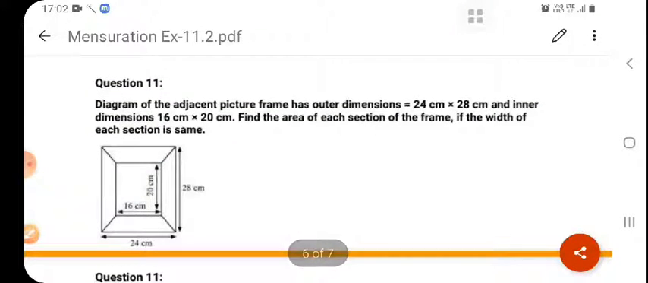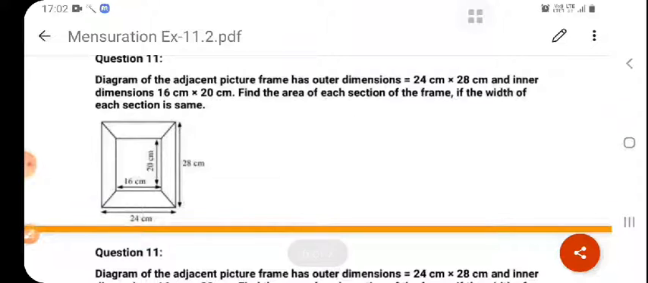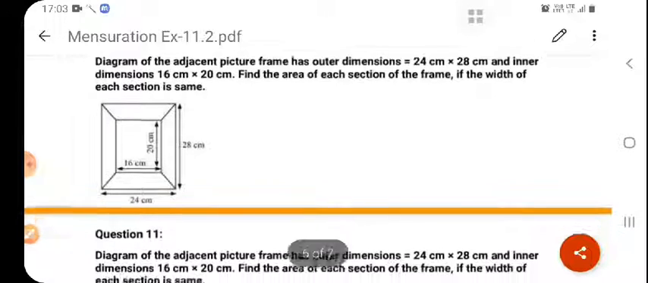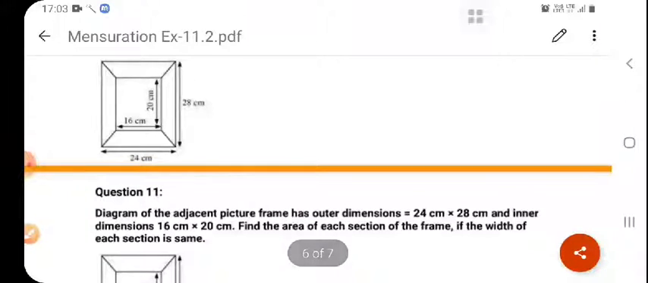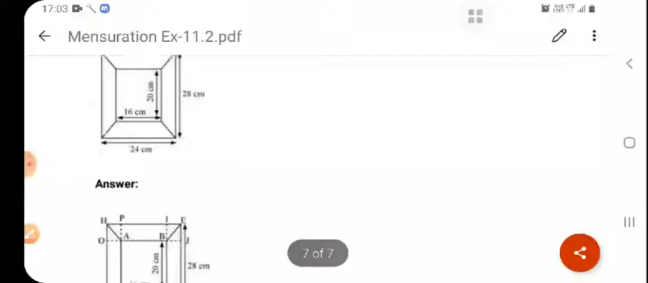Next question is question number 11. The diagram of the adjacent picture frame has outer dimensions 24 cm into 28 cm and inner dimensions 16 cm and 20 cm. Find the area of each section of the frame if the width of each section is the same. Here a diagram of the picture frame is given.